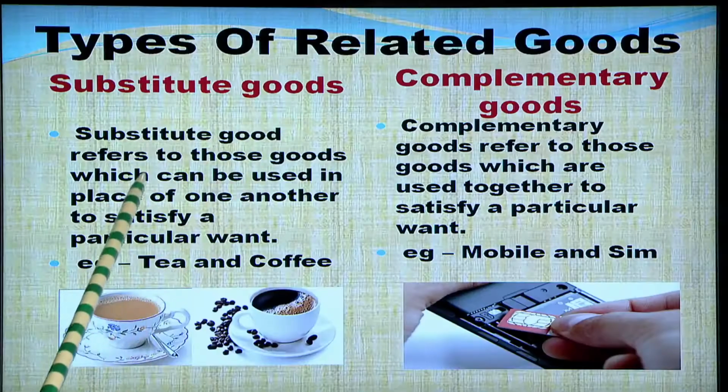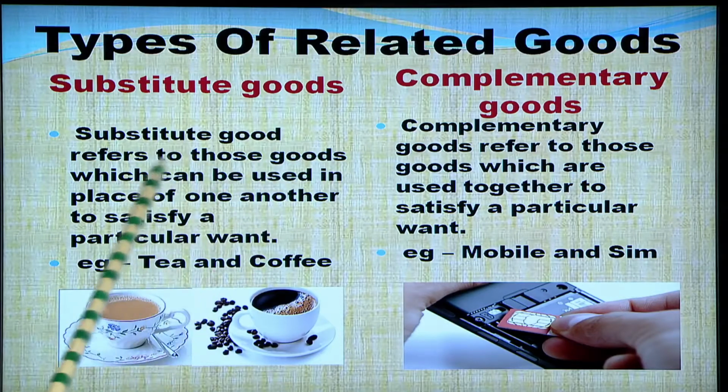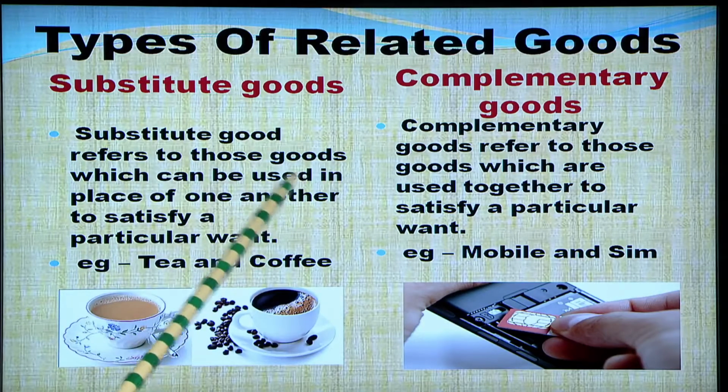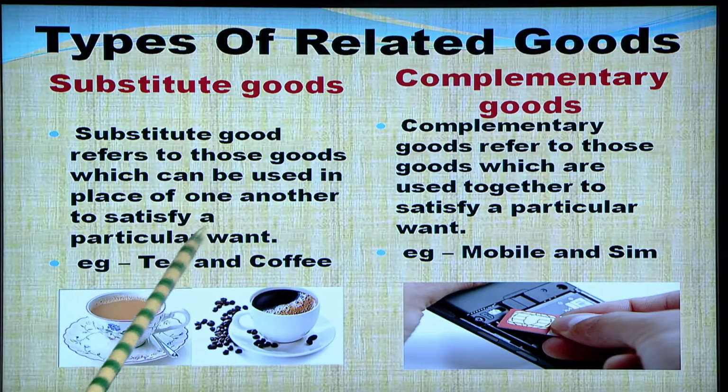Substitute goods refer to those goods which can be used in place of one another to satisfy a particular want. As shown here, it is tea and coffee. Can you name a few more? Yes, substitute goods can be car and scooter, refill pen and ball pen, and so on. So, these are substitute goods that can be substituted in place of each other to satisfy the same want.